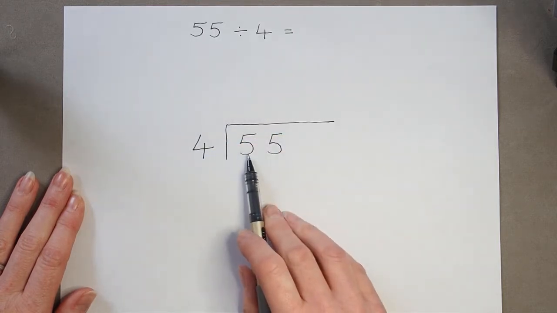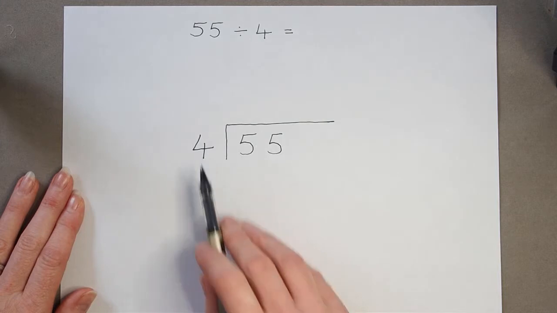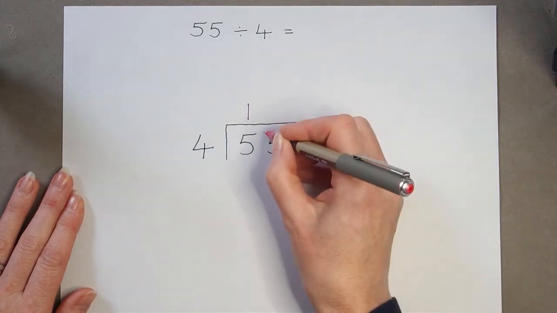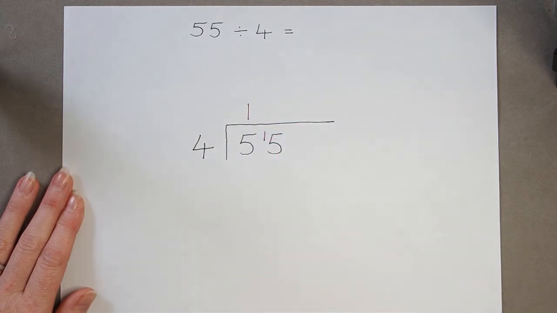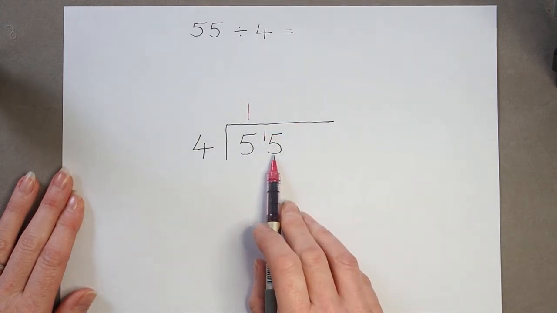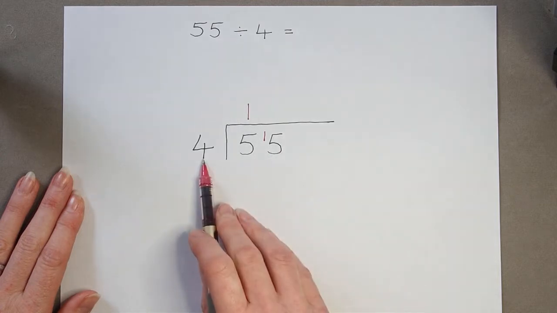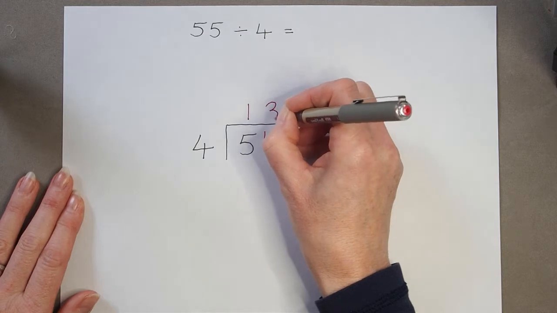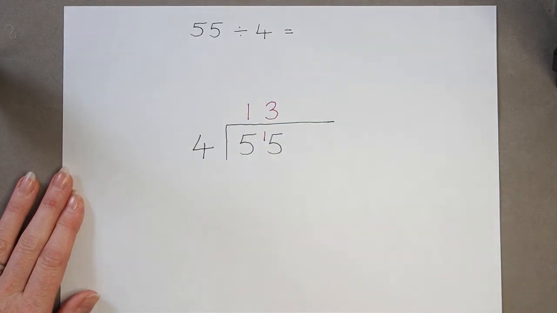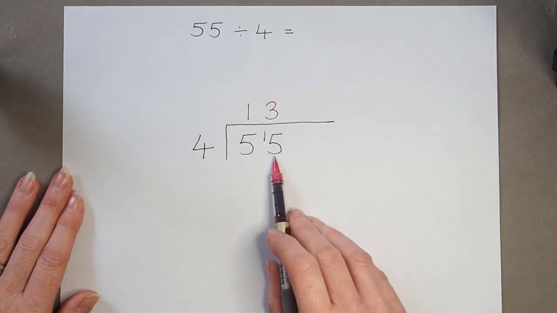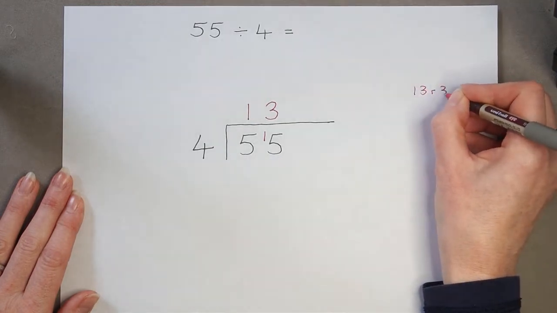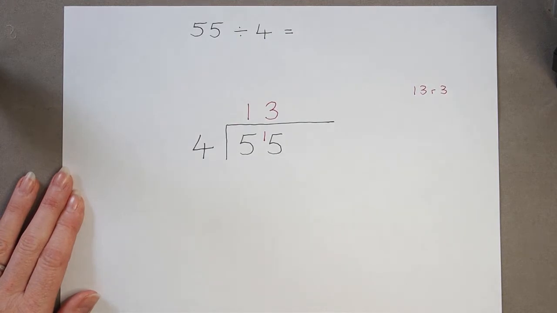Okay, so let's start with 5 divided by 4. Well, that's 1 with a remainder of 1. And then 15 divided by 4, 3 4s would be 12, which leaves me with a remainder of 3. So my answer would be 13 remainder 3. But I want to express it as a decimal.